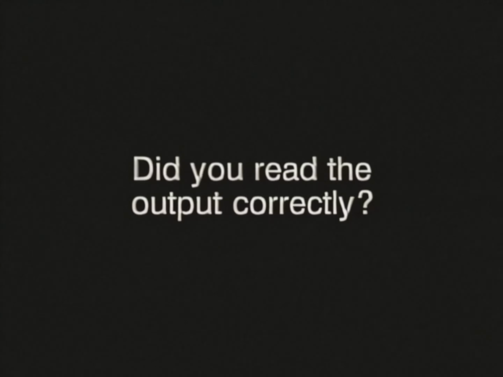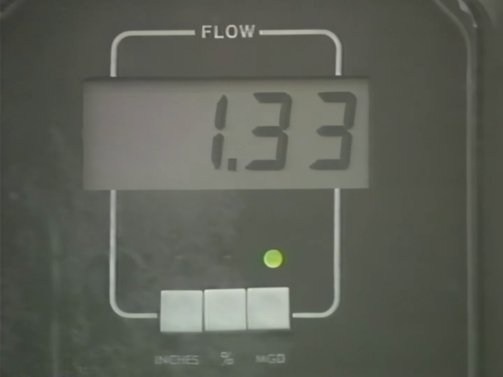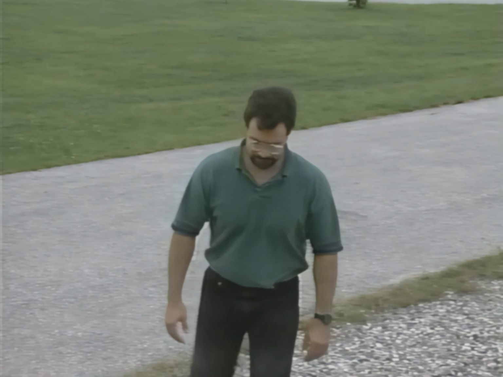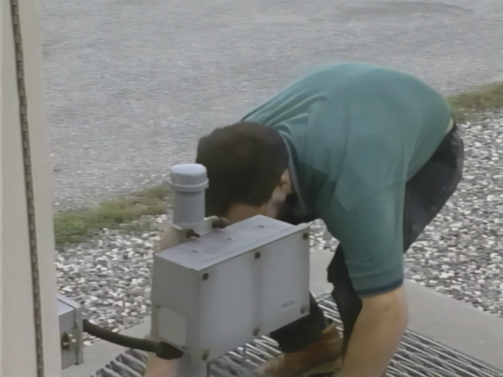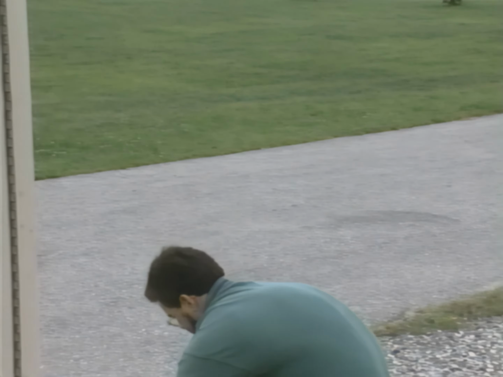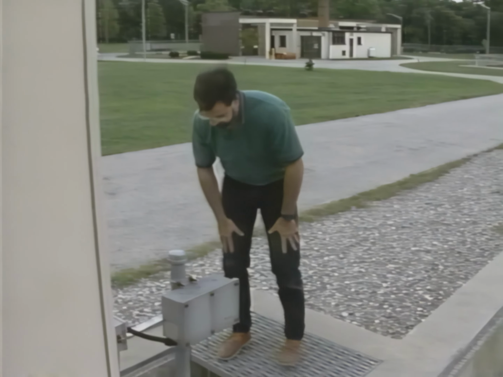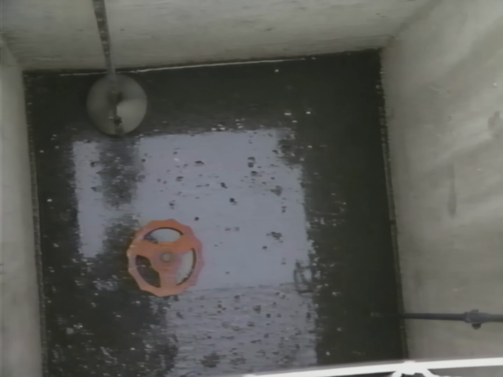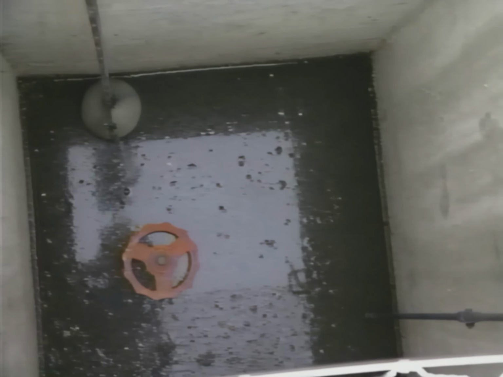Did you read the output correctly? Human error is a common cause of inaccurate measurements. Make sure you understand the calibrations and interpret them correctly. If a stilling well is used, make sure that the stilling well is not filled with debris. Clogging causes erroneous results. Also check that the tap for the stilling well is in the proper location. Stilling wells, as you know, eliminate the effects of surface velocity or turbulent flow at the head measurement device.